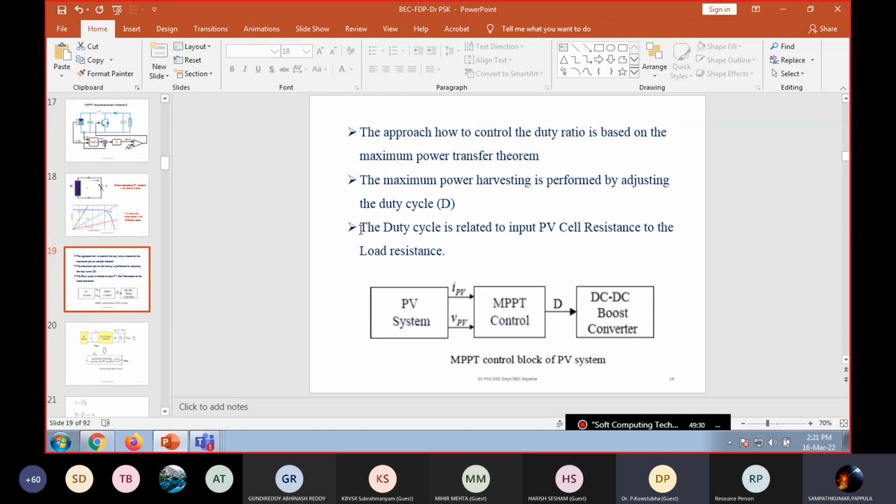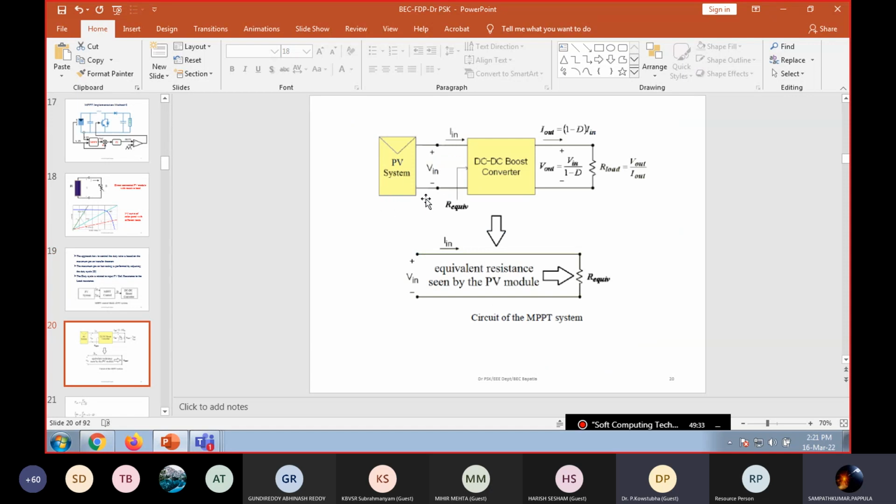Now, the equivalent circuit of the PV cell is this. This is the system: the PV system is there, this is your load, and I am using a DC-DC boost converter. From the PV cell we have the output voltage, and the load is there, so obviously current will flow. The converter equivalent resistance is R equivalent. The boost converter output voltage is equal to V input times 1 by (1 minus D), where D is the duty ratio. If you find the load resistance, it is the output voltage divided by the output current, right? So here we need to find this load resistance.